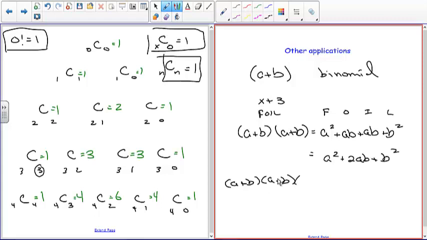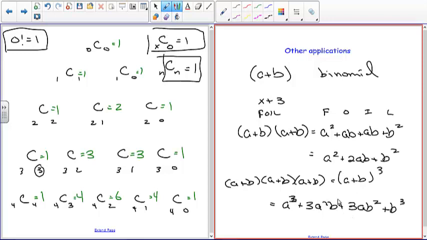I never went beyond this, I think, in Algebra 2, but it turns out if you multiply that out, you get a cubed plus 3a squared b plus 3ab squared plus b cubed. Anybody remember seeing that? It's called a trinomial. The way you'd show that is a plus b, cubed.